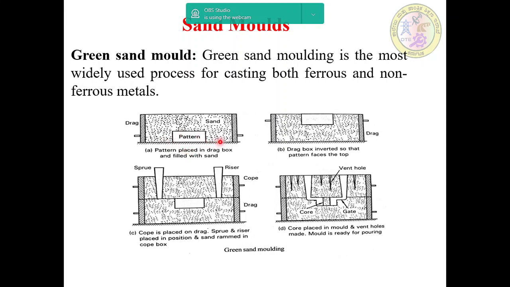The main thing you require is mold boxes. One is the cope, another one is the drag box. First you have to take the drag box and place it inverted, and then the pattern is placed in the drag box and filled with sand. After placing the pattern, you have to sprinkle the parting sand. Parting sand is nothing but dried silica sand.